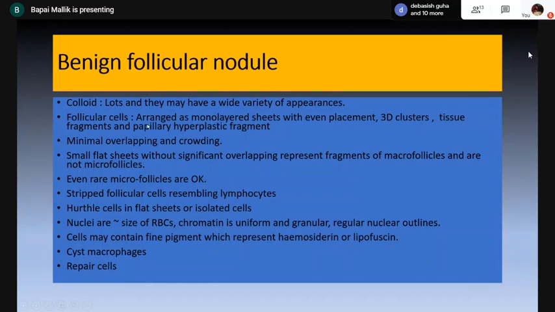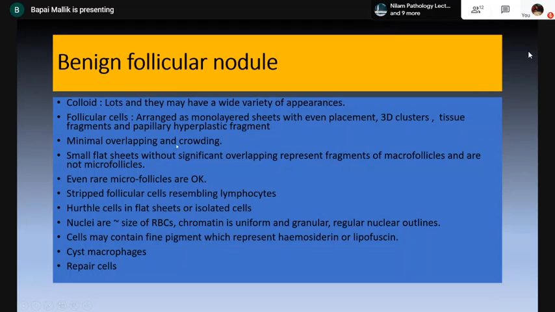The follicular cells are arranged in monolayered sheets. Please pay attention to this phrase, monolayered sheet. We are going to be hearing more about them a little bit later, with even placement. There could be 3D clusters, right? Tissue fragments, and even papillary hyperplastic fragments. So if you see a papillary fragment, it needn't necessarily be from a papillary thyroid carcinoma. In fact, most of the time that you see a hyperplastic papillary fragment, you're possibly going to see it in benign conditions. So it is very important to know that. Just seeing papillary fragments, no, you have to look for other features like nuclear features.